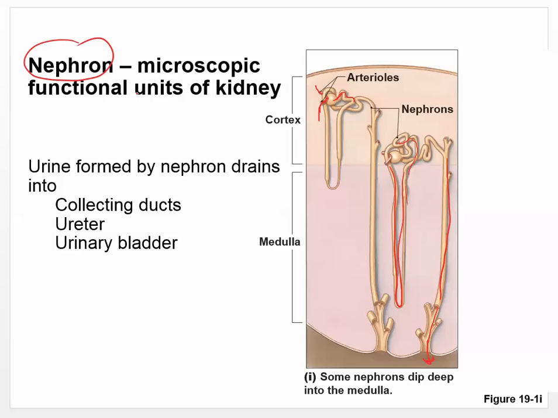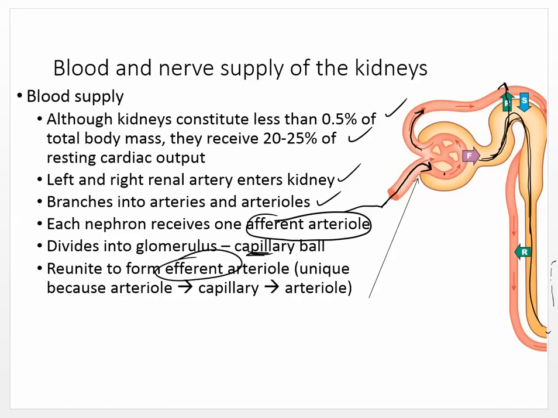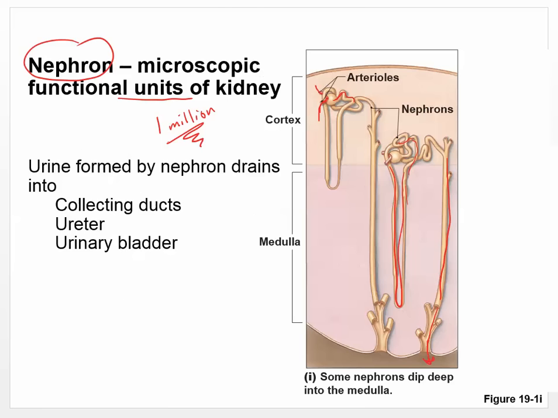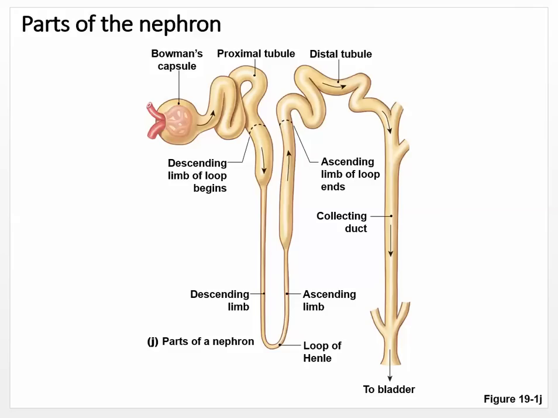Okay, so this is the nephron. It's the microscopic functional unit of the kidney. We have like 1 million of these. Okay, so that's a lot. And that's really what the kidney is, and that's what the filtration is. That's where it takes place. Okay, so we're going to spend a lot of time talking about that. Okay, so let's look a little more closely. Afferent arteriole, and let's talk about some of the parts of it.